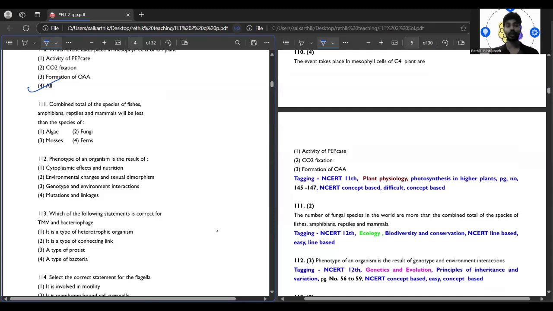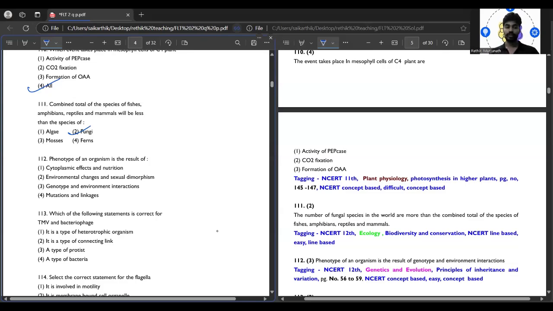Next, the combined total of the species of fishes, amphibians, reptiles, and mammals will be less than the species of what? Fungi, or algae, or mosses, or ferns. So what would be the correct answer? Fungi. Because the number of fungal species in the world is more than the combined total species of the fishes, the algae, mosses, and ferns, even reptiles and mammals. When you combine all these species together, the fungal species in the world are more. So the second might be the correct answer.